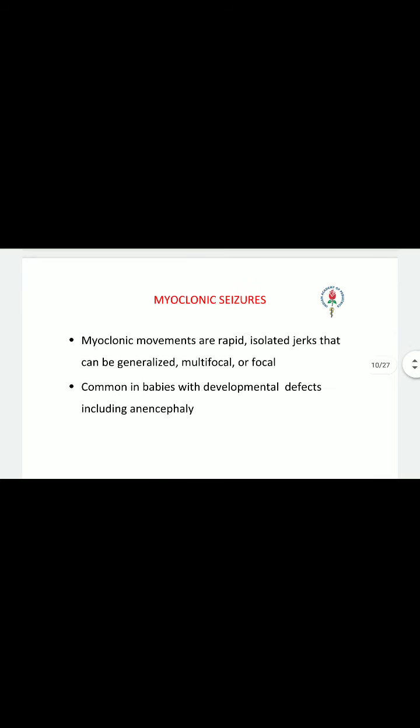So, myoclonic jerks. These movements are rapid, isolated jerks that can be generalized or multifocal or focal. Common in babies with developmental defects, including anencephaly.